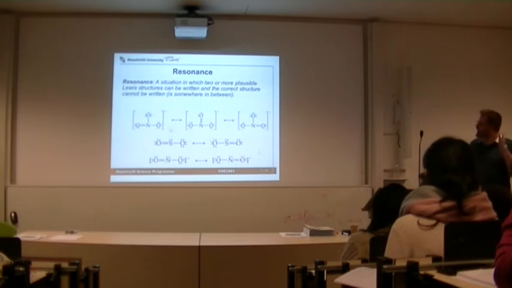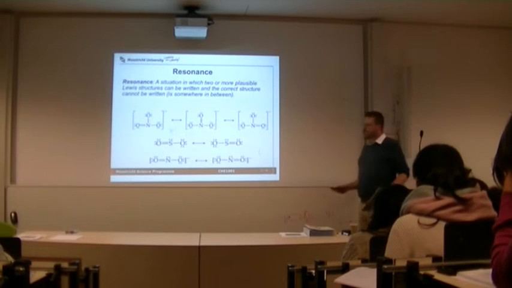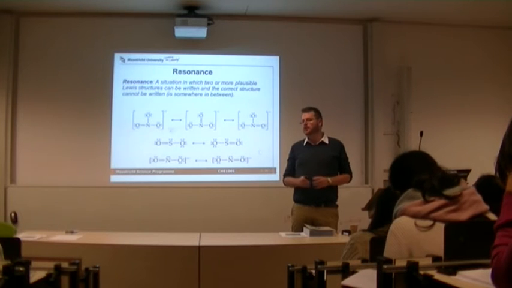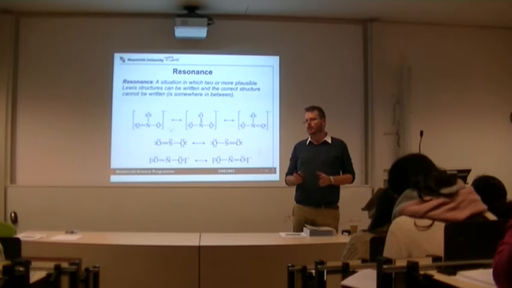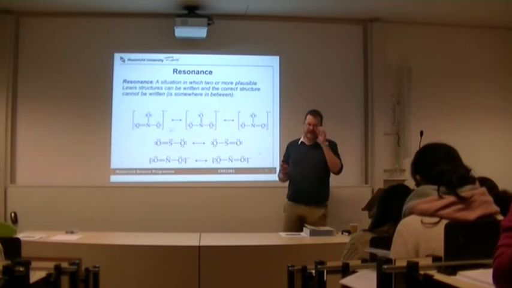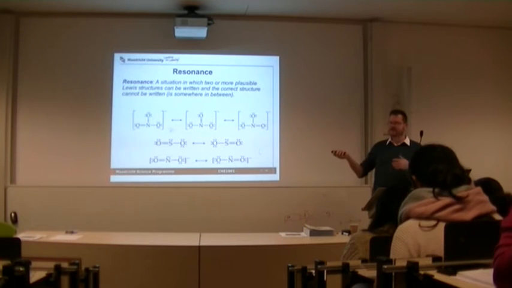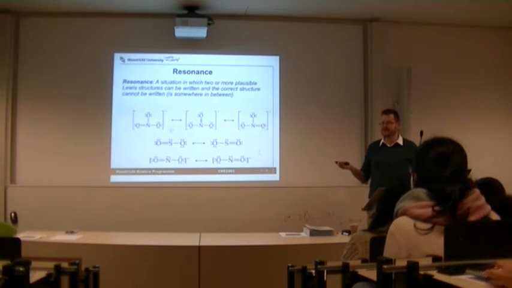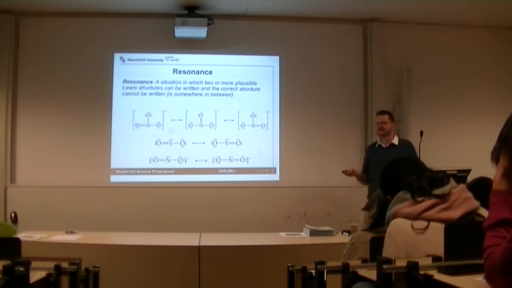The notion of resonance comes from the fact that sometimes I can write several acceptable Lewis structures for a molecule, an ion, whatever. And if I can write several acceptable Lewis structures for something, you can't pick one and not the other. You have to pick all of them at the same time, because they're all acceptable Lewis structures. And that's what resonance is all about.